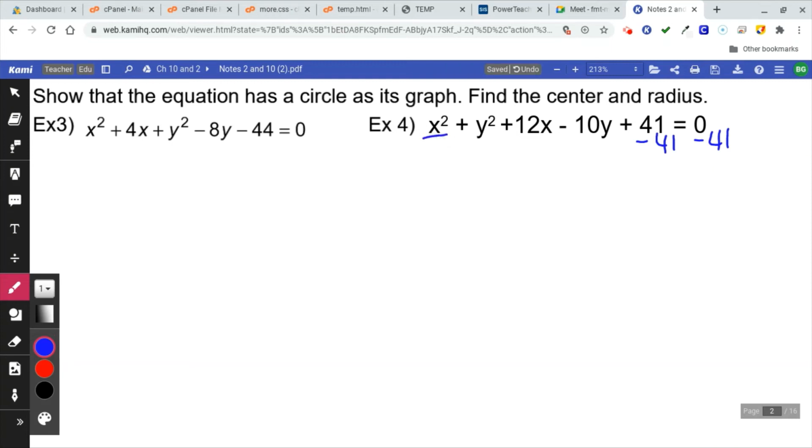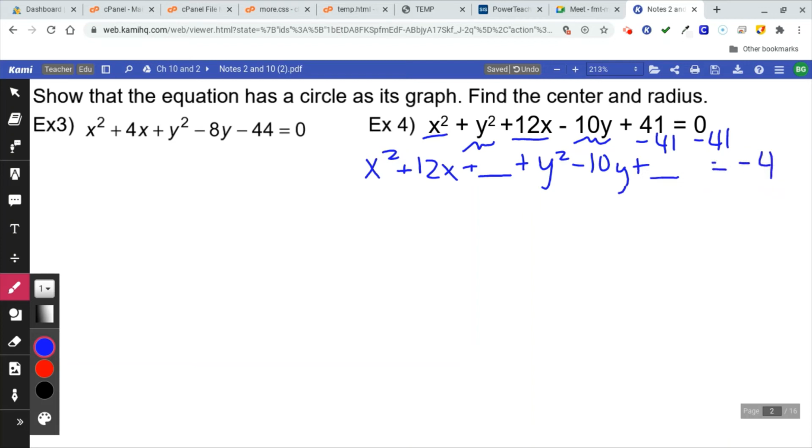I'm also going to arrange my common variables together. So I put an x squared plus 12x, leave some space for completing the square. And then we have plus y squared minus 10y, leave some space. And then we've got our equals negative 41. We're in pretty good shape for completing the square right here.